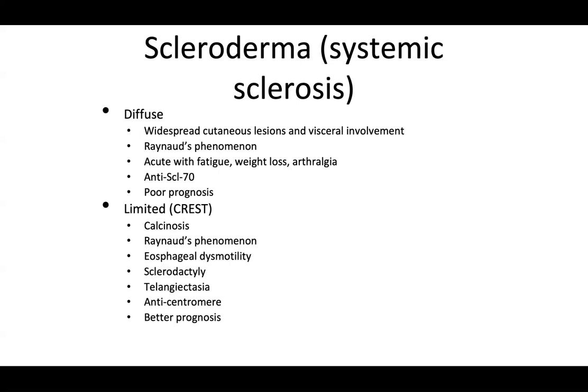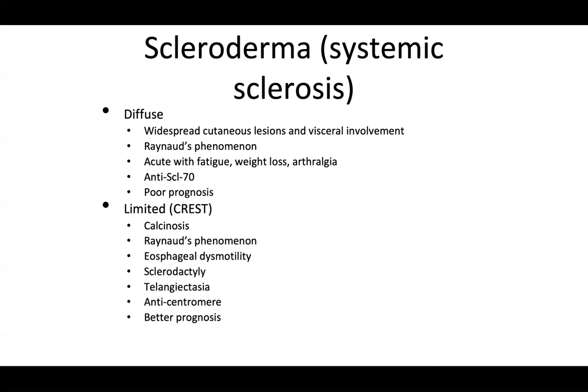You can have diffuse or limited scleroderma. So diffuse scleroderma, we're talking about widespread cutaneous lesions and visceral involvement. You can see Raynaud's phenomenon. You can see acute process with fatigue, weight loss, and arthralgias. This is typically associated with autoantibodies, anti-Scl-70. And unfortunately, this has a poor prognosis.